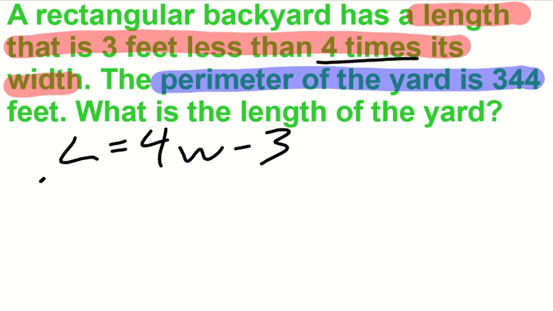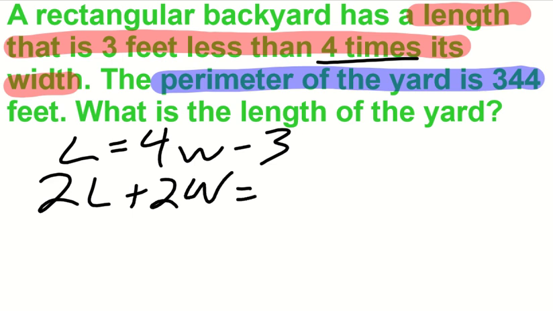So we got 2L plus 2W equals 344. Remember, if we're adding up all the sides, we got a length, a width, a length, a width, right? So length plus width plus length plus width, we got 2 of each. So again, if you wanted to write it as L plus W, that works for the perimeter also, okay?